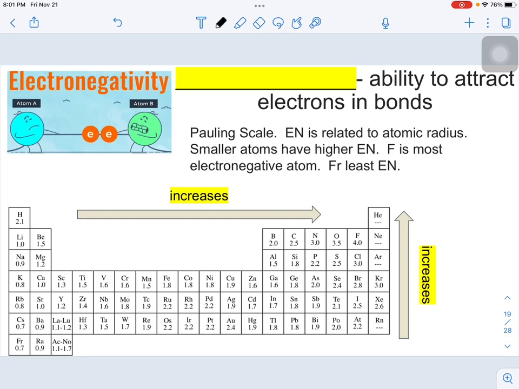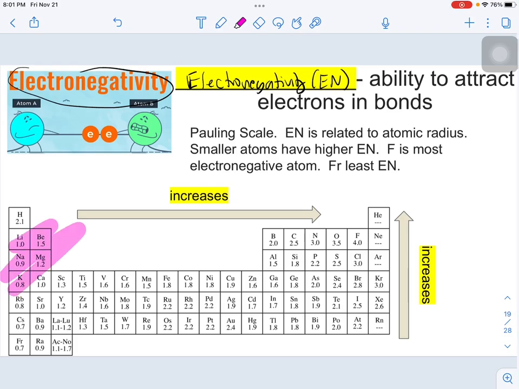So the third property of an atom, which is extremely important, is known as electronegativity. We've talked about this before, highlighting it right here, and I'm going to abbreviate it as EN. Electronegativity is the ability to attract electrons in bonds.